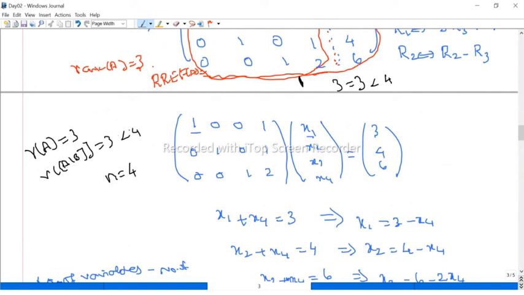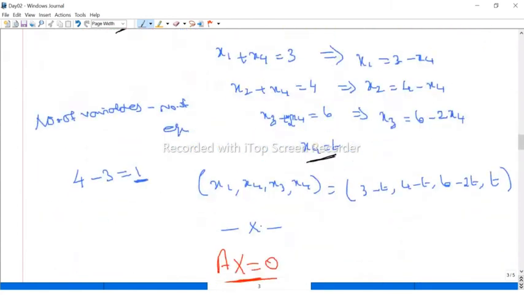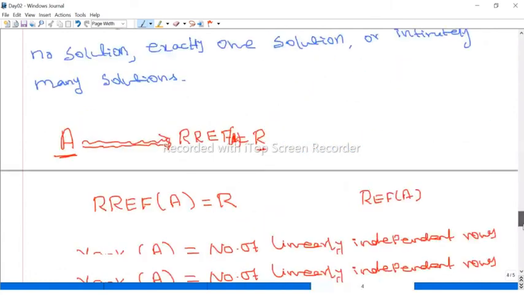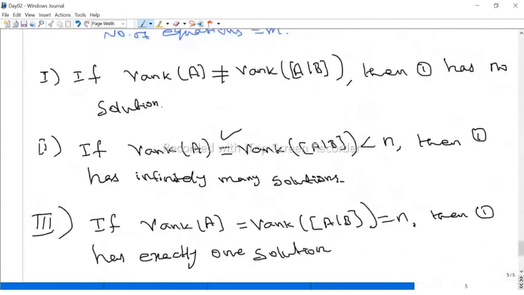If it were equal to 3, then it would be a unique solution. But in this case, the number of unknowns is 4. Therefore, it is strictly less than 4, so the infinitely many solutions are here. If you give any value of t, we get infinitely many solutions, so t varies over any number. Therefore, this result is very useful to check whether a system has a solution, infinitely many solutions, a unique solution, or no solution, in terms of rank.